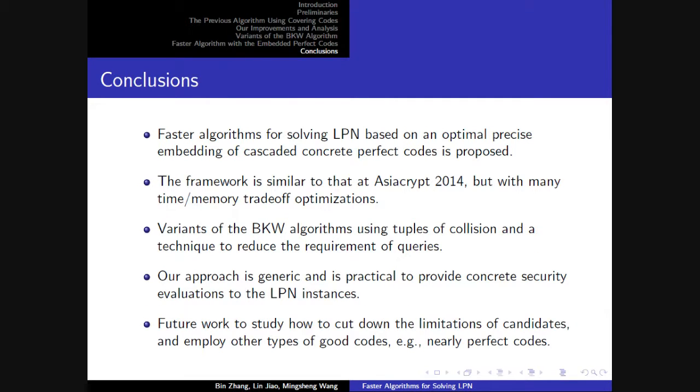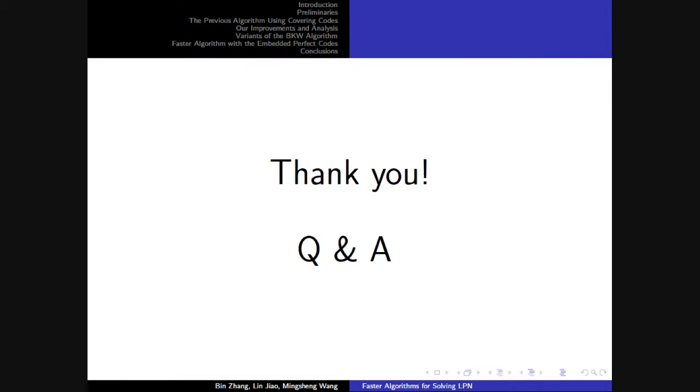Then we look at our conclusions. We propose a fast algorithm for solving LPN based on optimal precise embedding of cascaded concatenated perfect codes. And the framework is similar to that at AsiaCrypt 2014, but with many time-memory trade-off optimizations. We introduced some new variants of the BKW algorithm using tuples of collisions and a technique to reduce the requirements of the queries. Our approach is generic and is practical to provide concurrent security evaluation of the LPN instances. Future work is to study how to cut down the limitation of candidates and employ other types of good codes, for example, nearly perfect codes. Thank you.